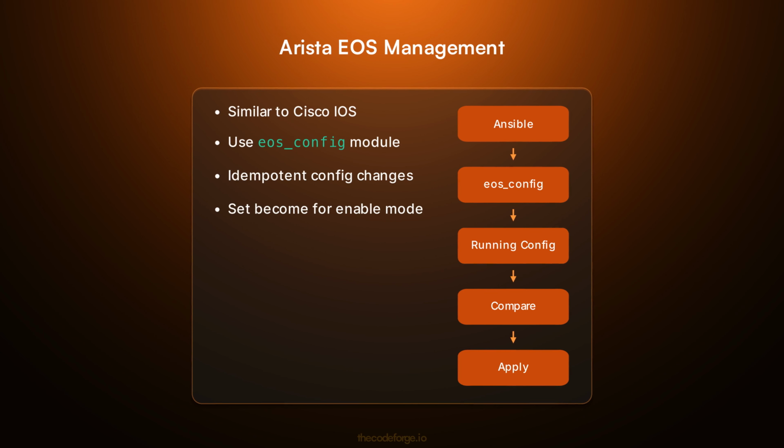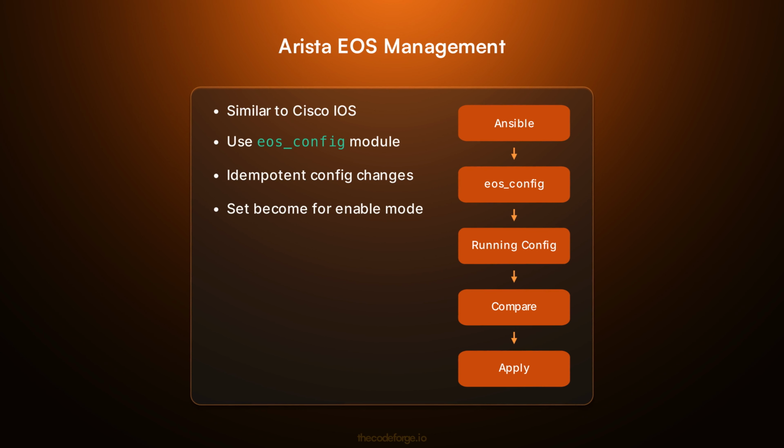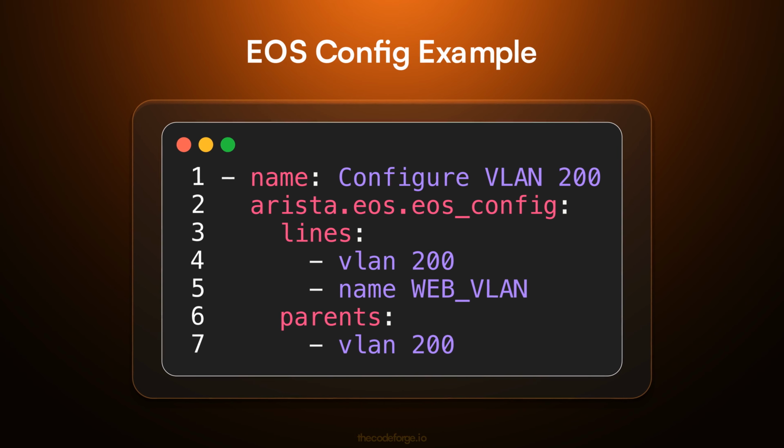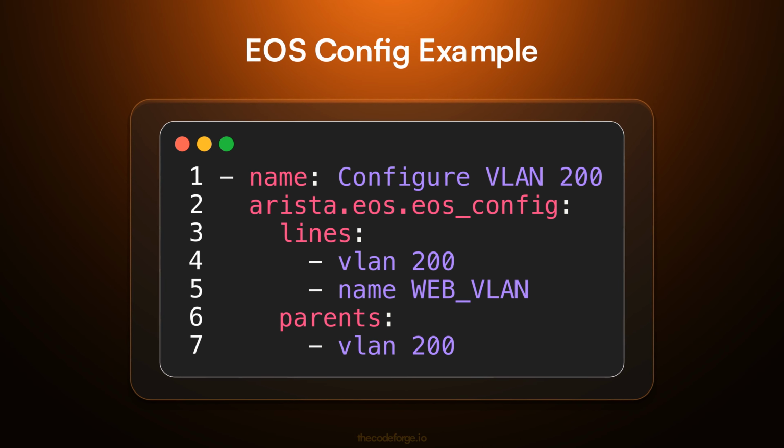Arista EOS is similar to Cisco IOS. The eos_config module is idempotent and compares the desired config with the running config. Make sure to set ansible_become for enable mode. This example configures a VLAN on Arista EOS. The eos_config module ensures the VLAN is created only if it doesn't already exist.